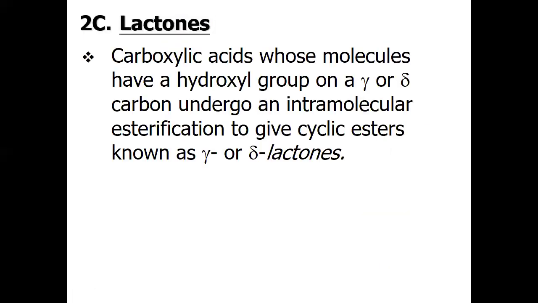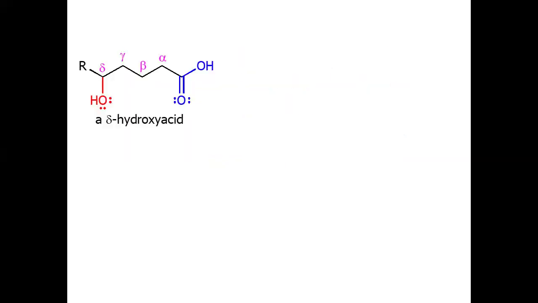Lactones are also known as the cyclic esters, in which the gamma or delta carbon undergoes an intramolecular esterification to give you a cyclic ester known as the gamma or the delta lactones. So we generally can say the lactones are the cyclic esters. Let's discuss how cyclic ester could be synthesized.